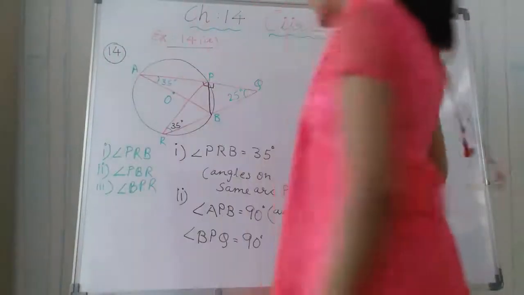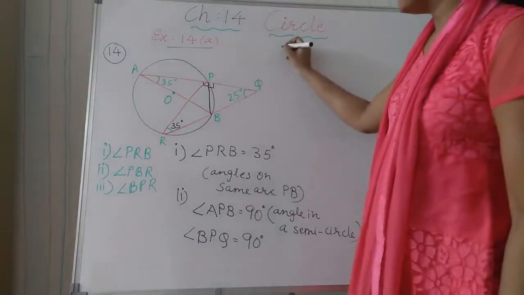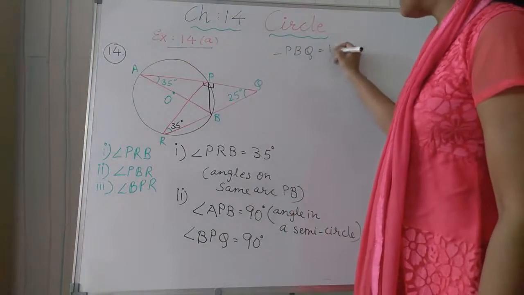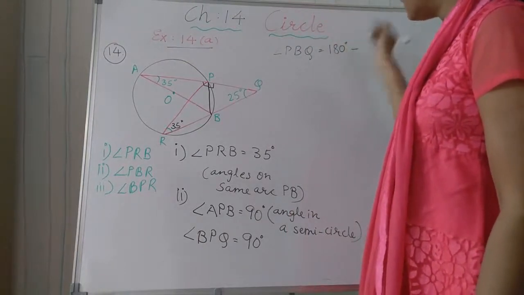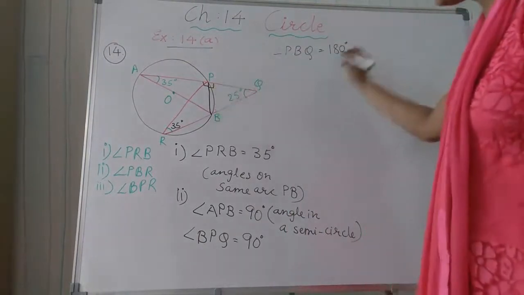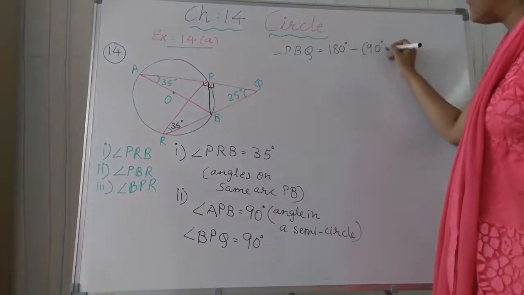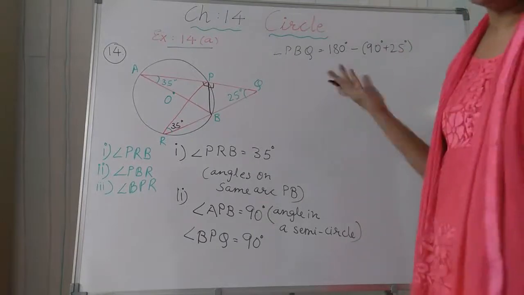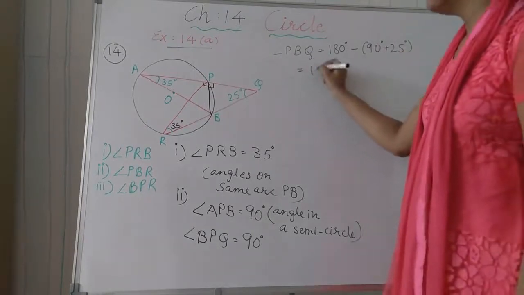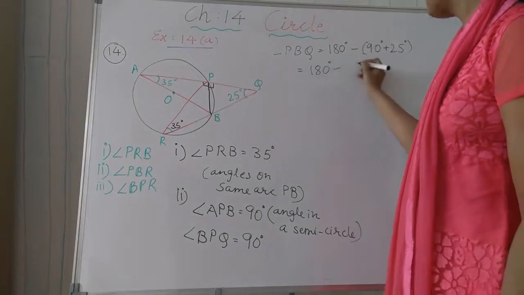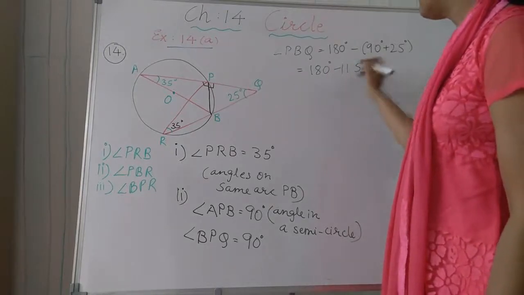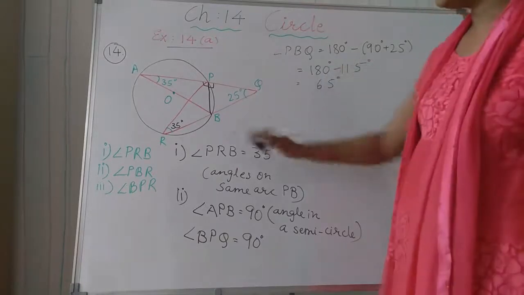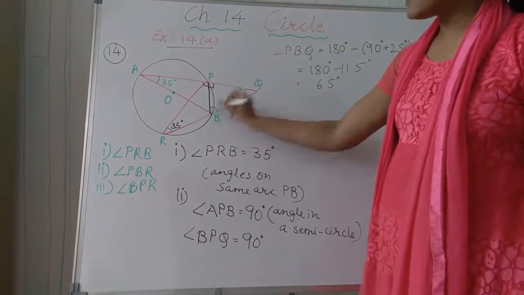Okay. So here writing angle PBQ is equal to, by angle sum property, 180 degree minus (90 plus 25). See students, I am subtracting directly the angles in the angle sum property. So this is 215 degree. So now we get 65 degree. So this is the angle which is of 65 degree.